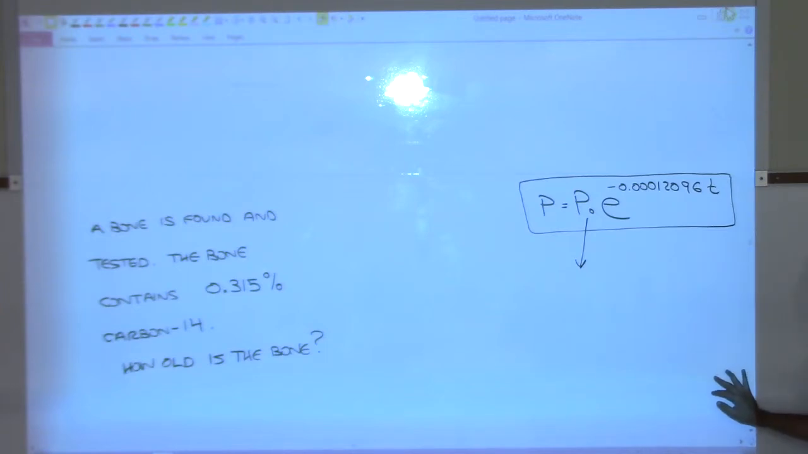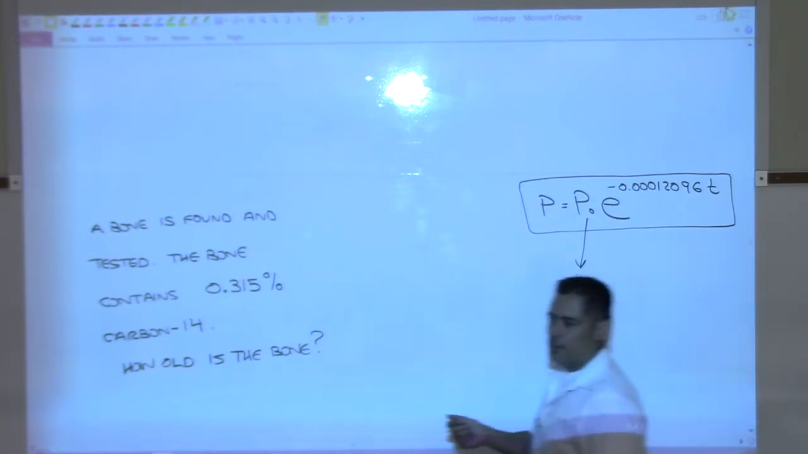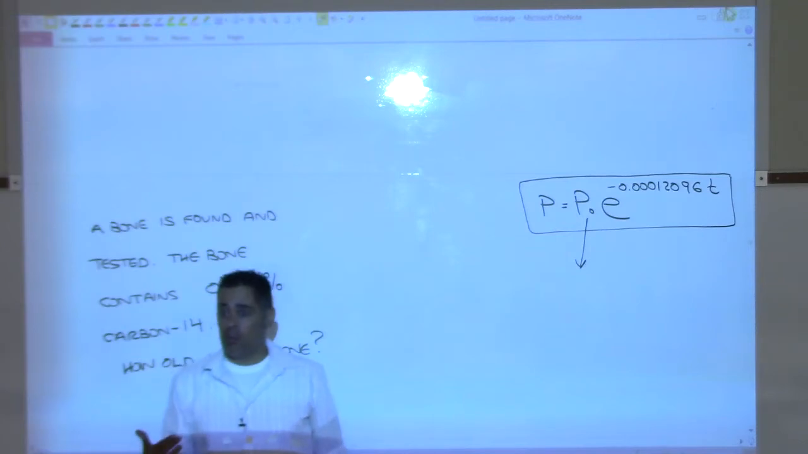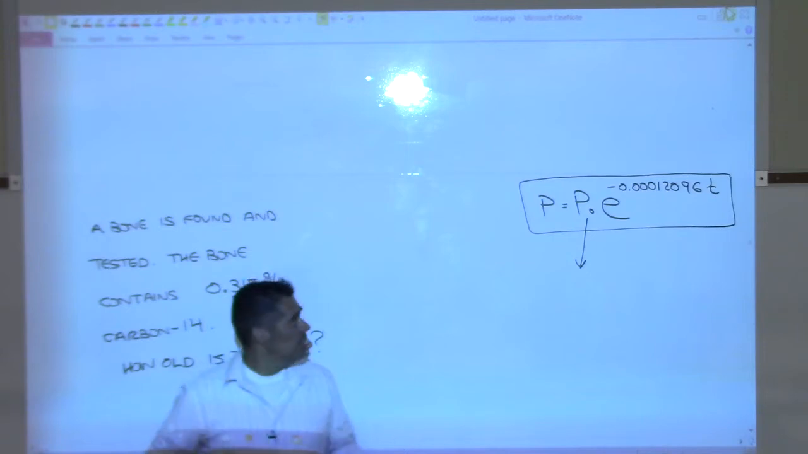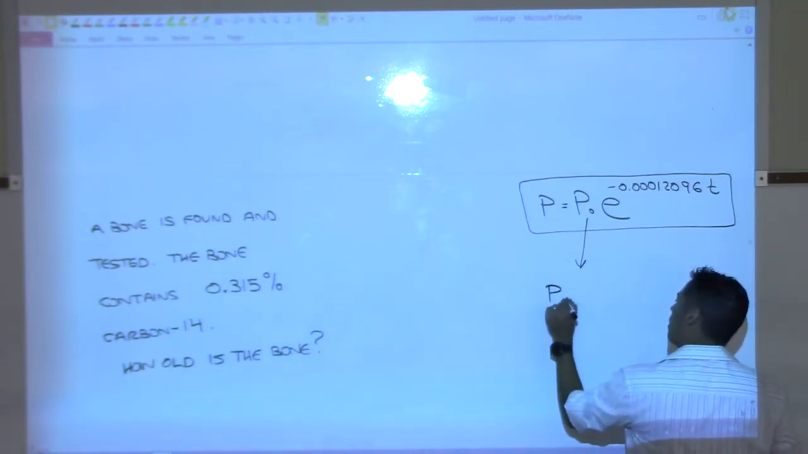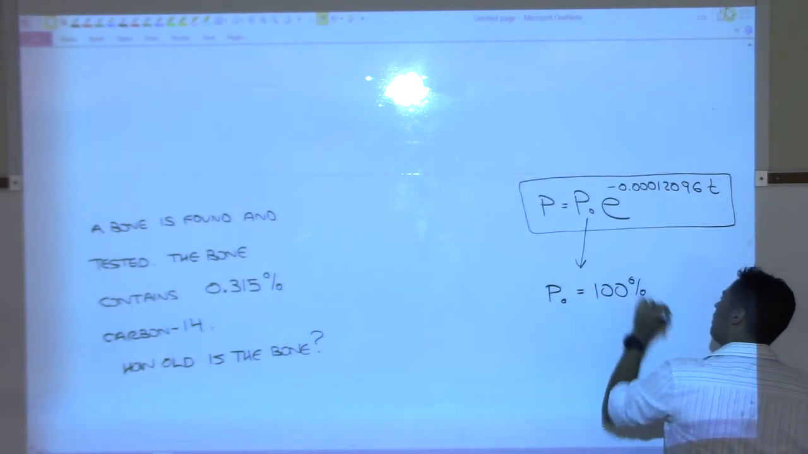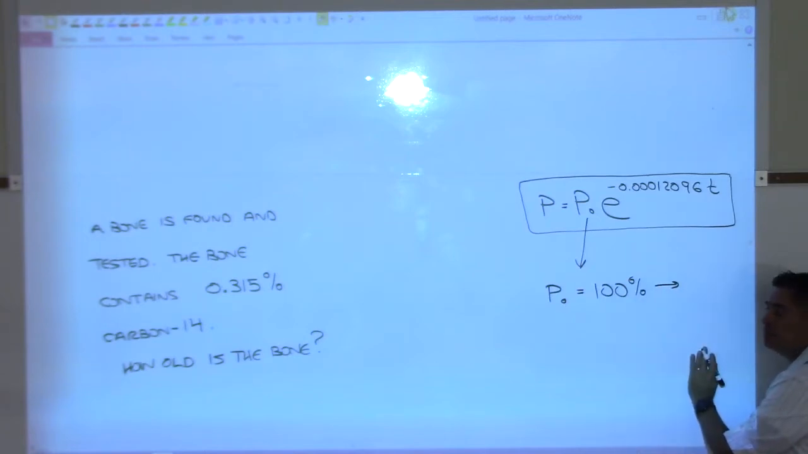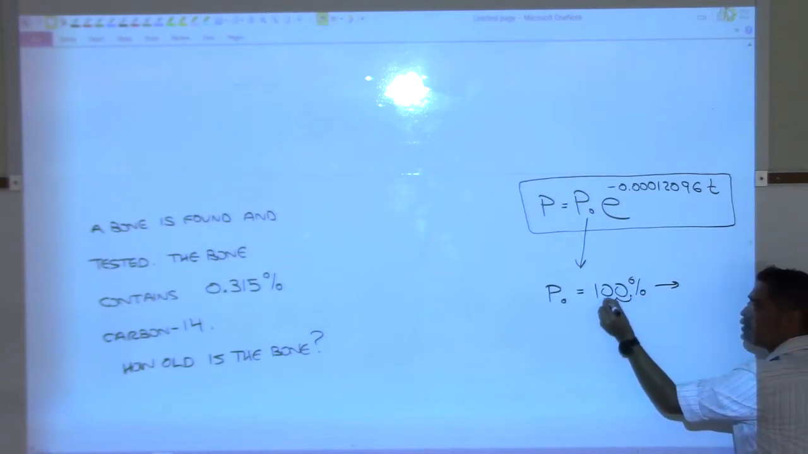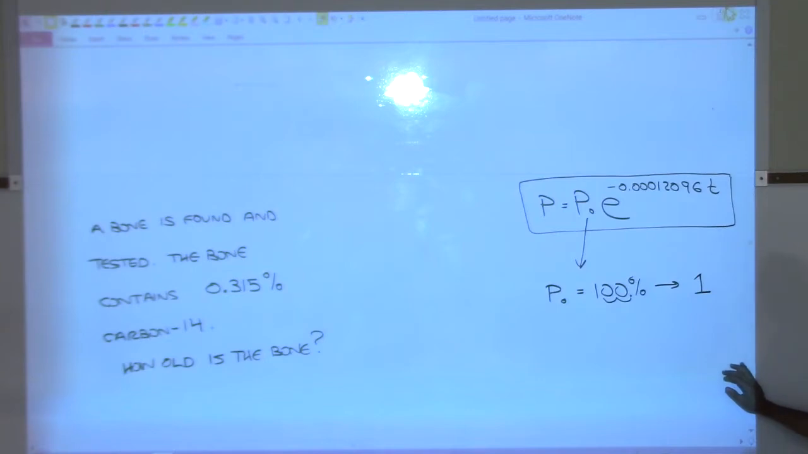What is the starting amount for carbon-14? As a percentage, how much carbon-14 should be there to start? This would be right at the moment the thing died. You should have all your carbon-14, the full concentration, 100%. So P sub 0 is 100%, agreed? Now, as a decimal, what's 100%? Decimal point, move it over 1, 2. It's 1, isn't it? 1 is 100%.